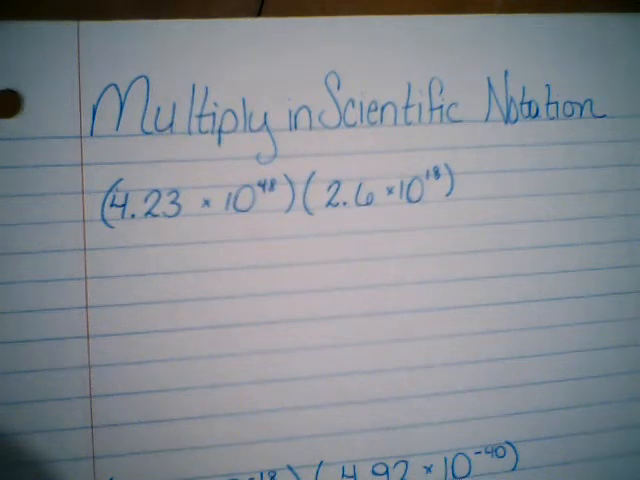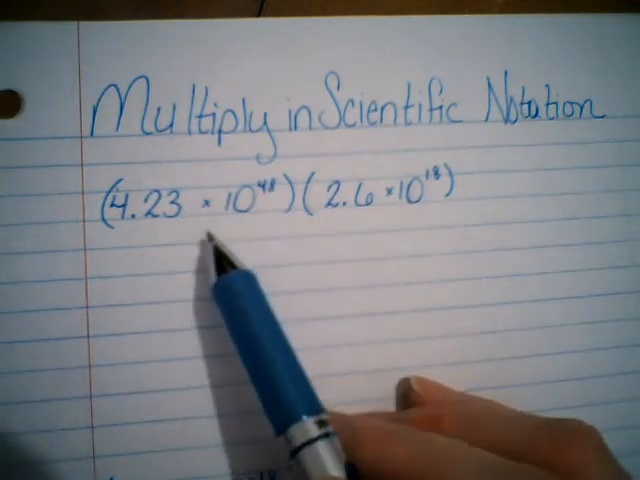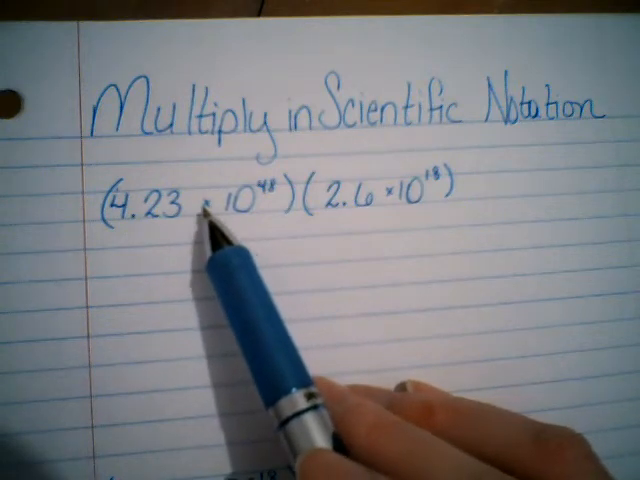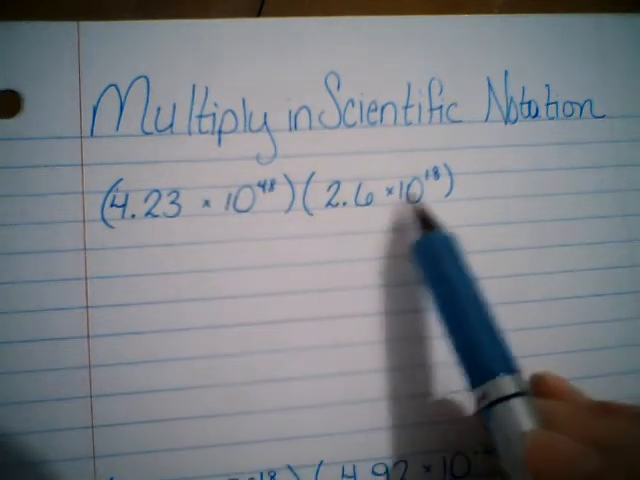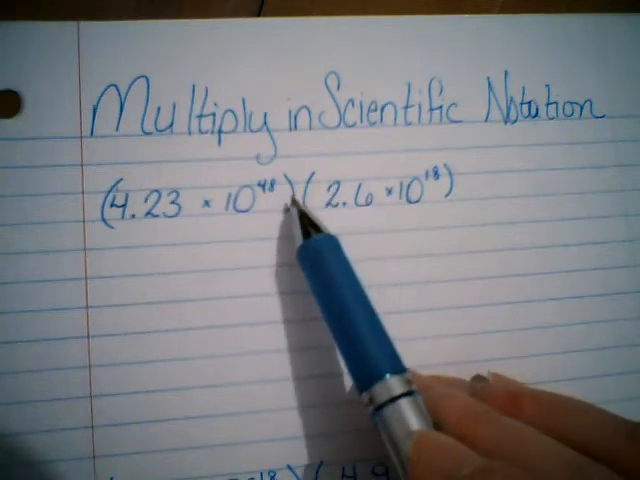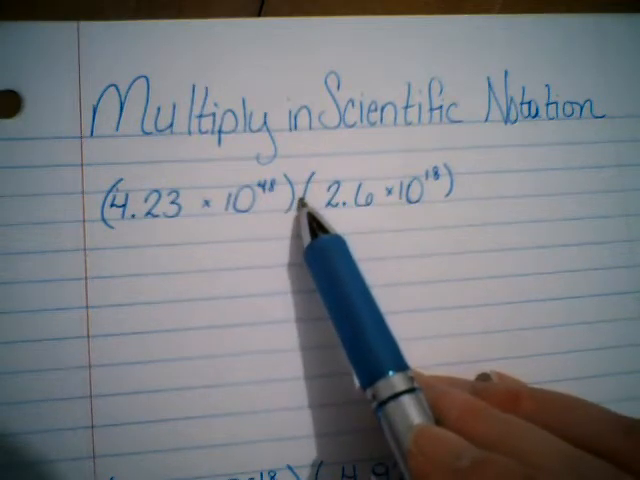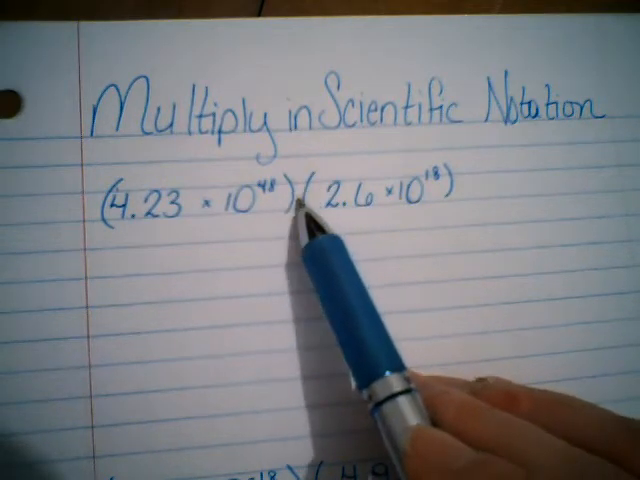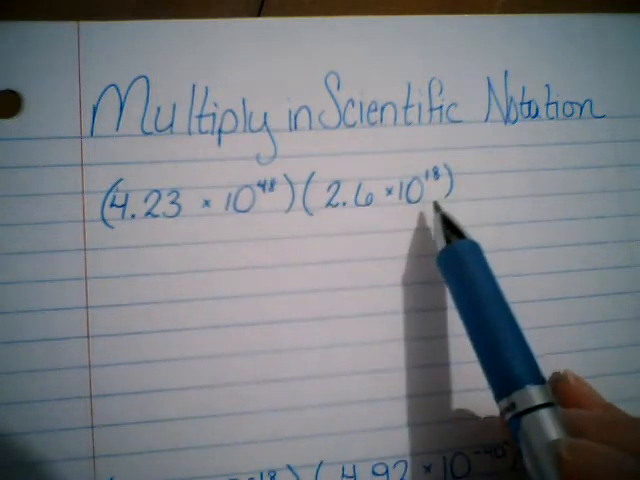All right, let's try some multiplication. Multiplication and division are simpler than addition and subtraction because you don't need like terms to multiply or divide. And this is very convenient because of the commutative property and the associative property. We have multiplication inside the scientific notation. We also have multiplication between the scientific notation. This allows us to multiply in any order.